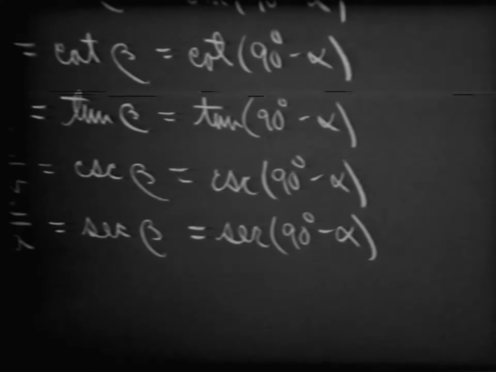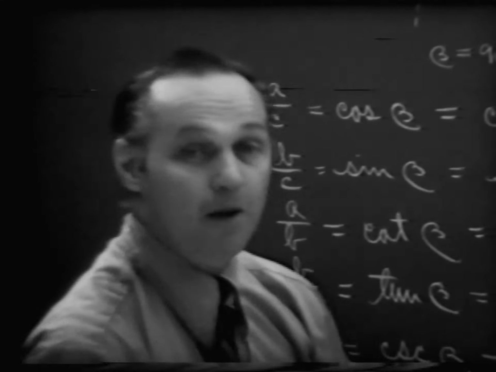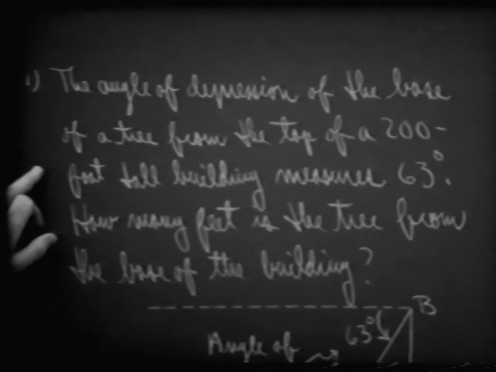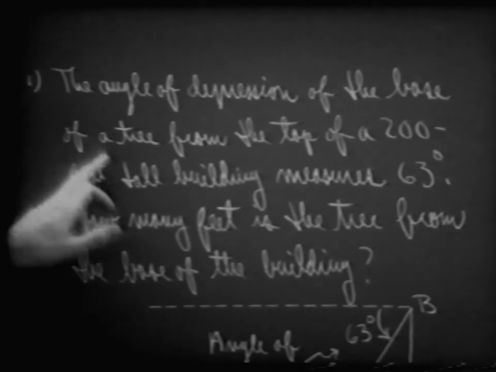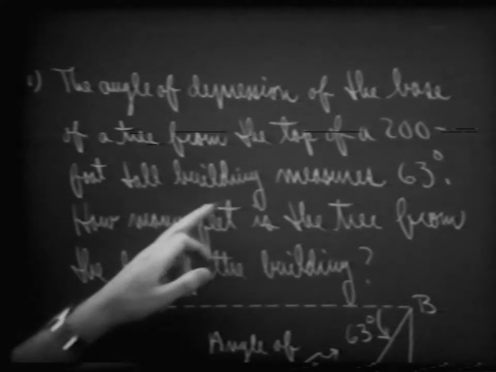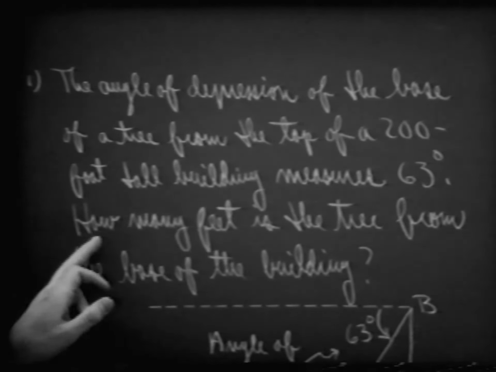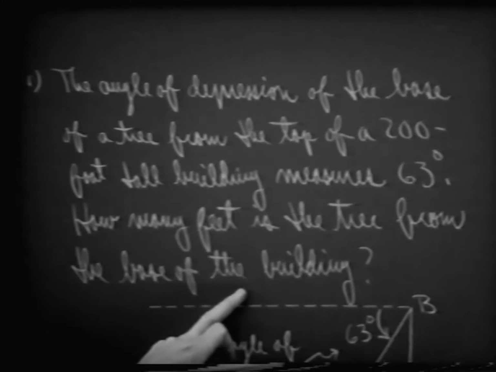Okay? Very good. Well, let's now turn from this idea to a few applications of right triangle trigonometry. Perhaps this one isn't too significant, but let's look at it anyhow. The angle of depression of the base of a tree from the top of a 200-foot tall building measures 63 degrees. How many feet is the tree from the base of the building?